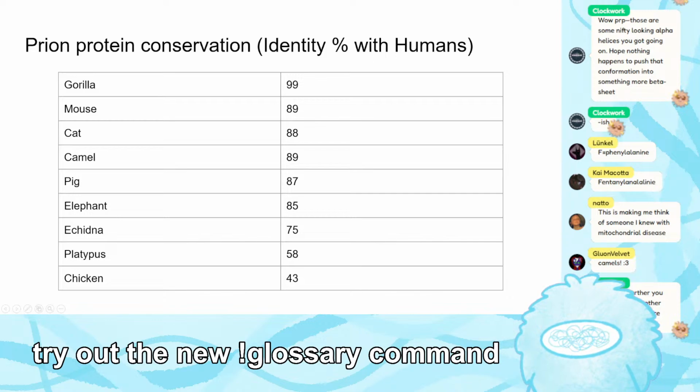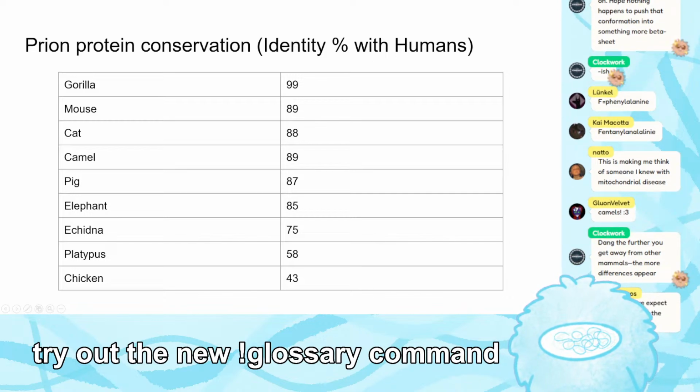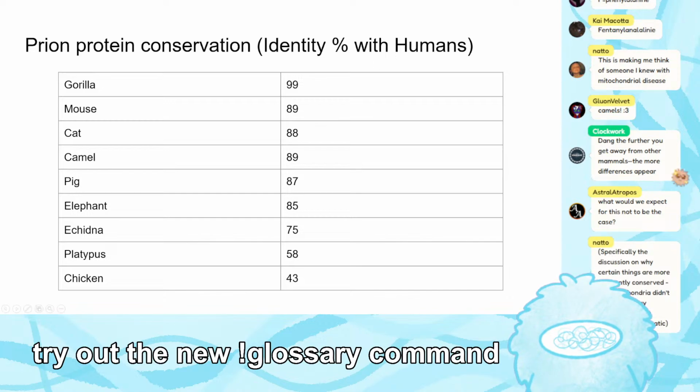Dang, the further you get away from other mammals, the more differences appear. Yeah, and that's to be expected. That part I'm not really surprised by. I'm more surprised that it's so tight from gorillas to elephants, right? This is a very tightly conserved mammalian protein, which I think is interesting.